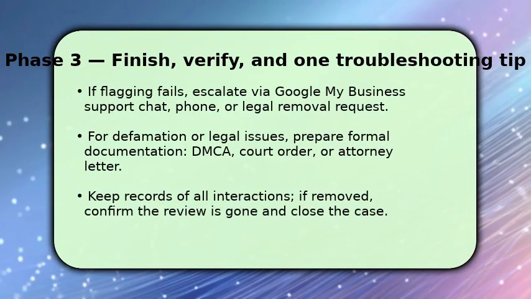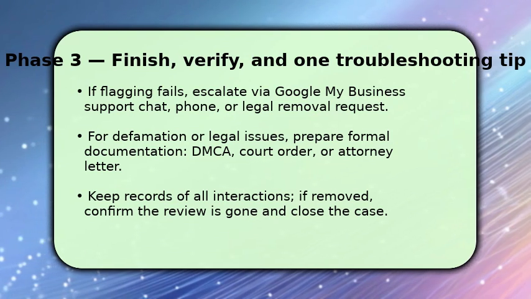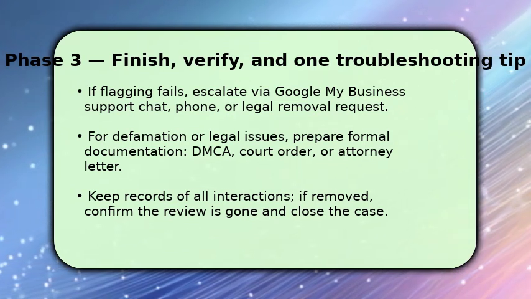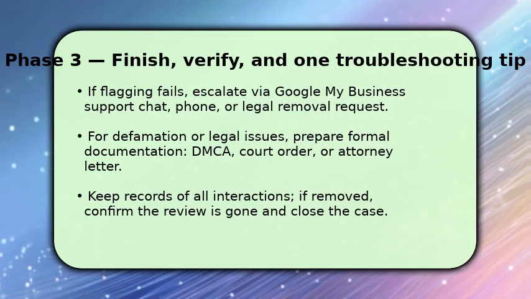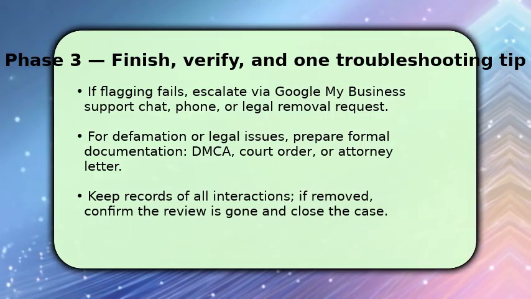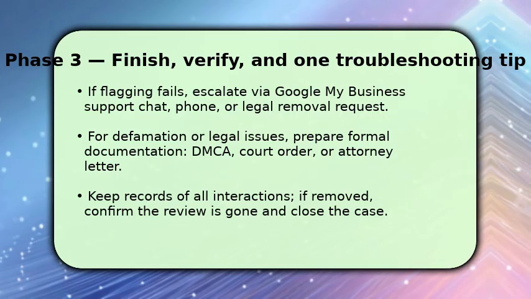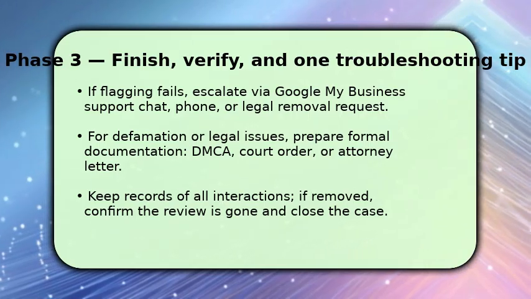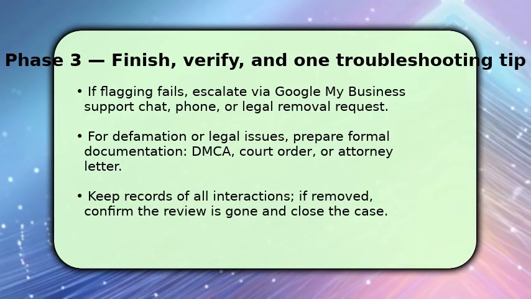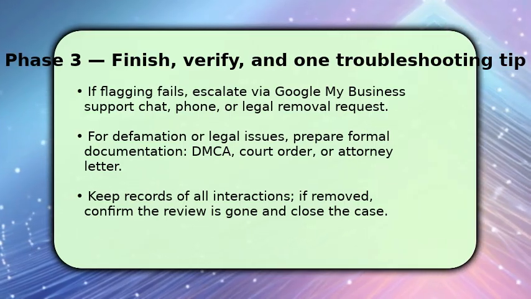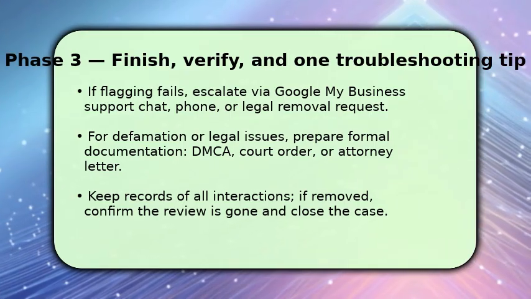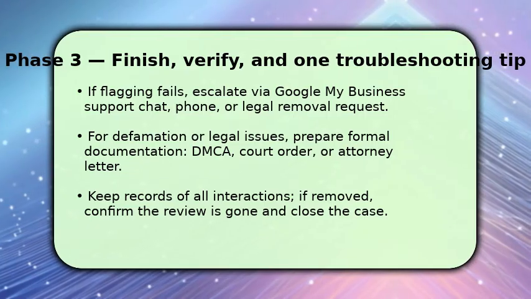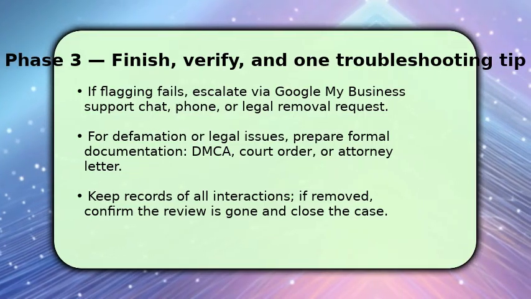If the initial flagging doesn't work, escalate by contacting Google My Business support through chat or phone and attach your documentation. Escalation increases visibility. For defamation or copyrighted material, you may need a legal removal request with appropriate paperwork. Once done, follow their instructions and wait for confirmation. Make sure to keep meticulous records of every message and timestamp.